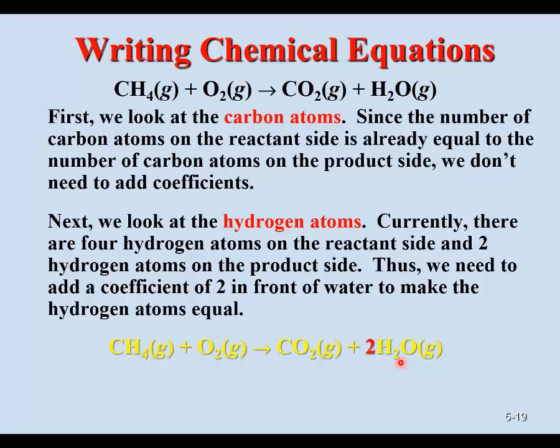Now, if we look at this reaction, we're balanced for carbon, we're balanced for hydrogens. There's 4 hydrogen atoms on both sides. But we're not balanced for oxygen. There's 2 oxygens on the reactant side. There's 3 oxygens on the product side. So I would next need to balance for oxygen.